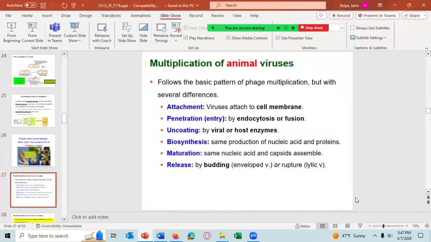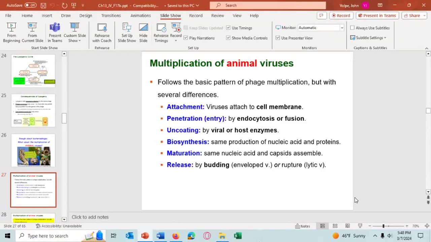The multiplication of animal viruses surprisingly follows the basic pattern of multiplication of bacteriophages, but there are a few differences. For example, attachment is different. Viruses that are animal viruses only have to attach to the cell membrane. They don't need to attach to the host cell, degrade a cell wall, and then inject their genome into the host cell, because it's much easier infecting an animal cell because all they have is a cell membrane.